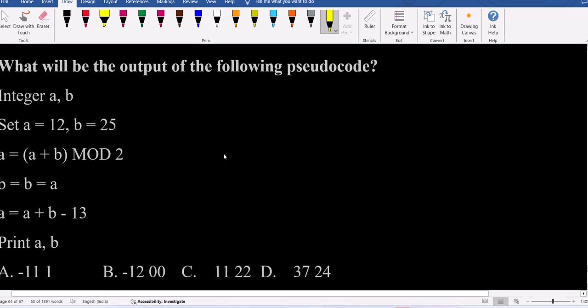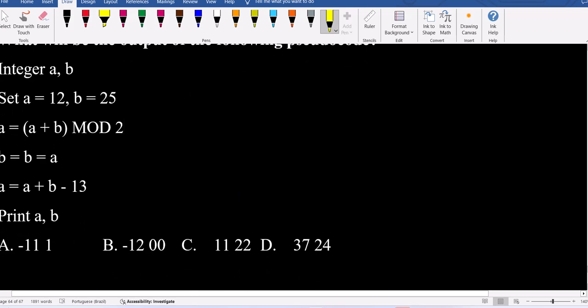Yeah, here the integers are fine. We have a value 12, b value 25. The sum of that is an odd number. Definitely a will be 1. Mod 2 means remainder. When an odd number is divided by 2, the remainder is 1.